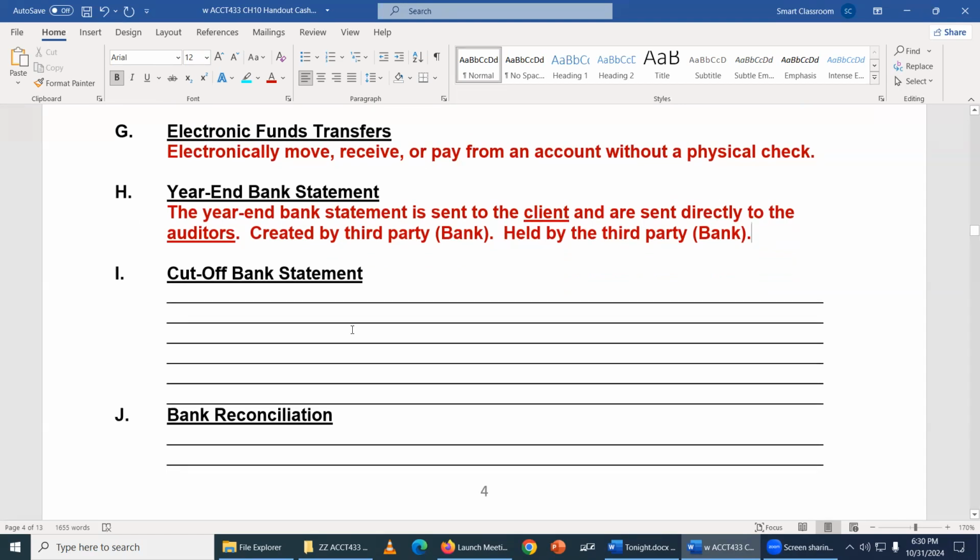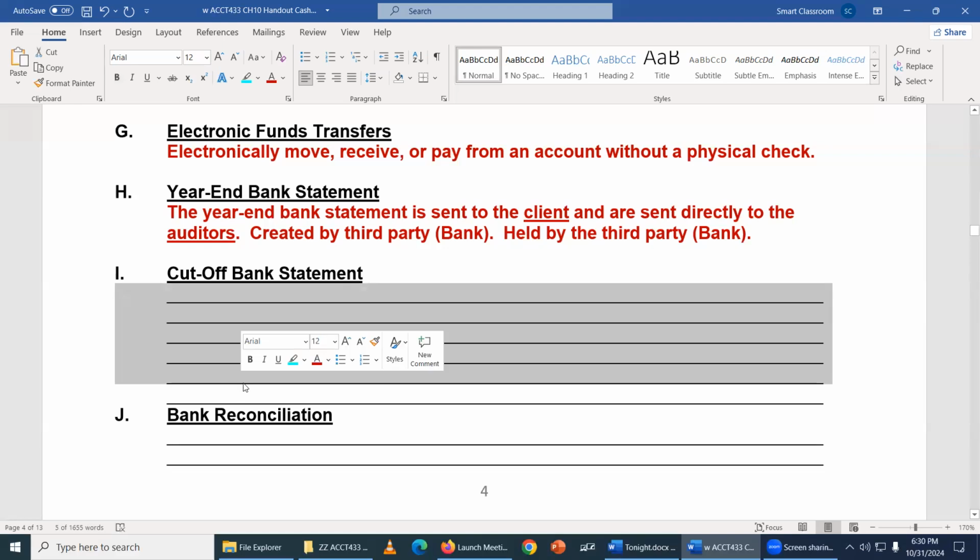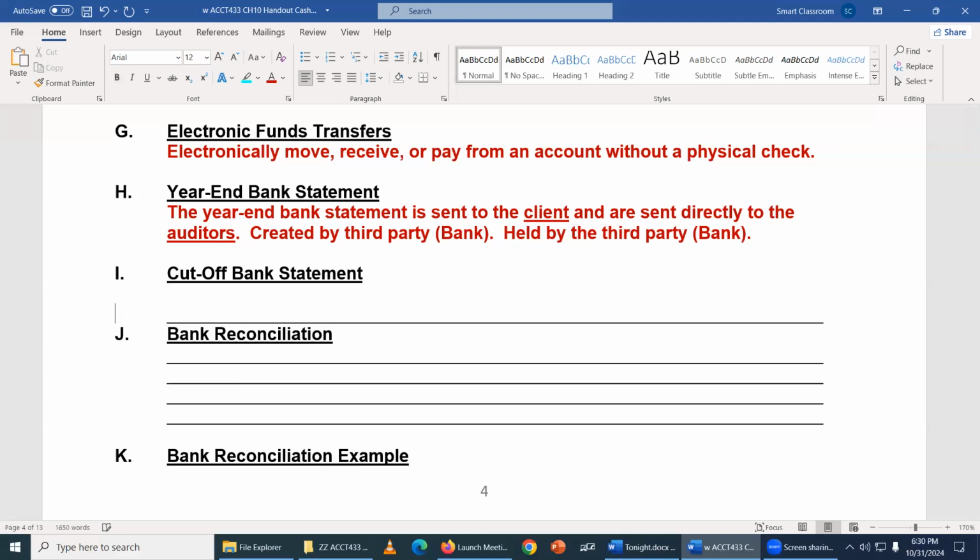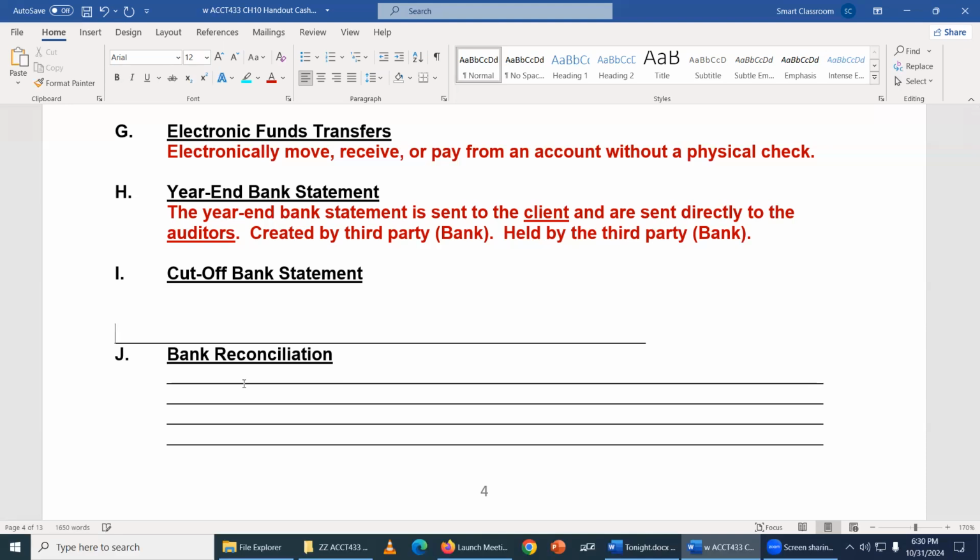Okay, a cutoff bank statement. We're actually going to do a case with this. But a cutoff bank statement is a very useful thing. A cutoff bank statement is sent directly to the auditors.